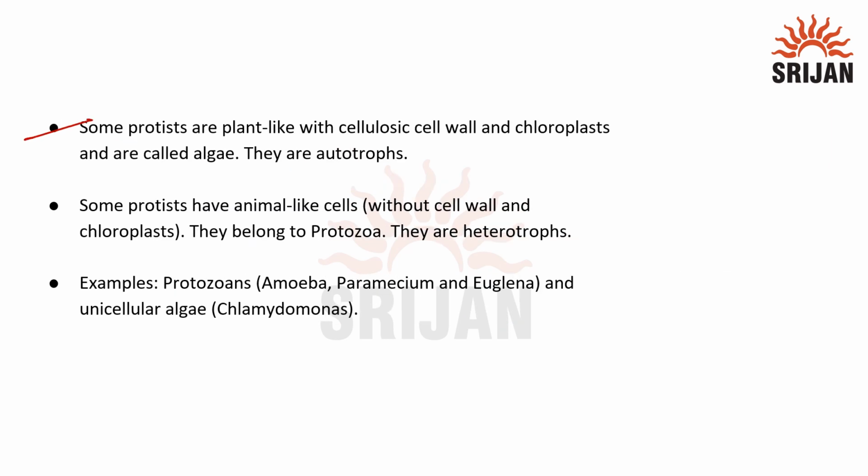Some protists have cell wall which is made up of cellulose, whereas some protists have chloroplast and are called as algae. They are autotroph, that means they prepare their own food. Some protists have animal-like cell without cell wall and chloroplast, and they belong to protozoa, and they are heterotrophs in nature, which means they cannot prepare their own food. Examples: protozoa like amoeba, paramecium, and euglena, and unicellular algae like chlamydomonas.